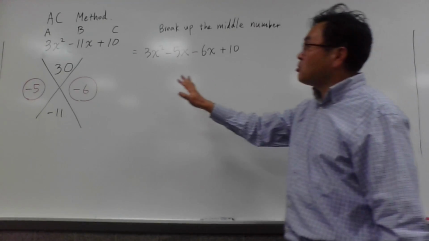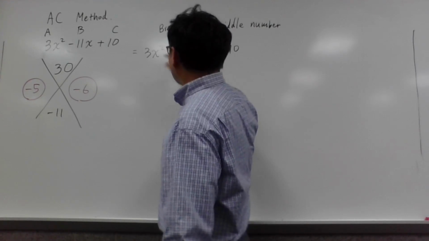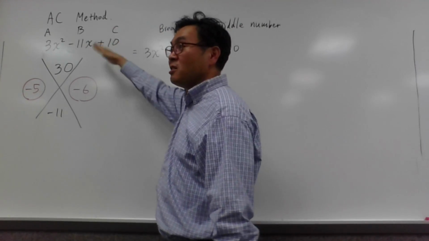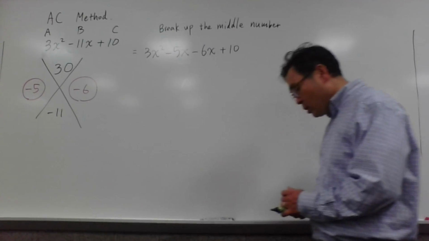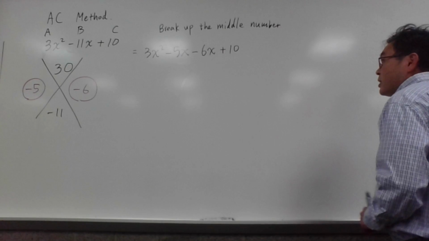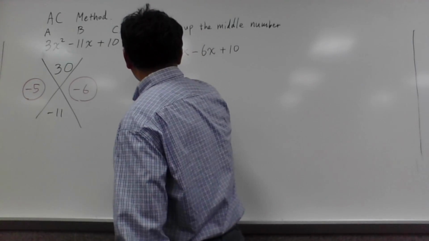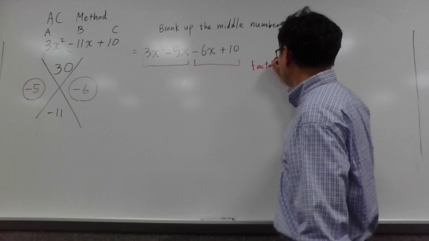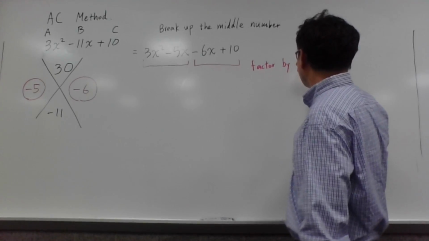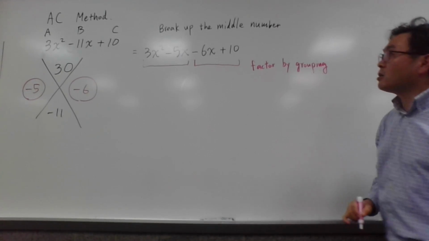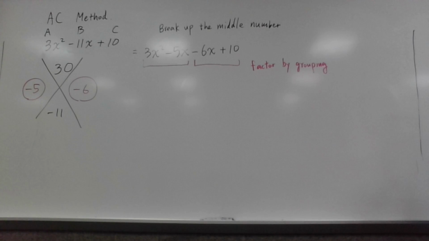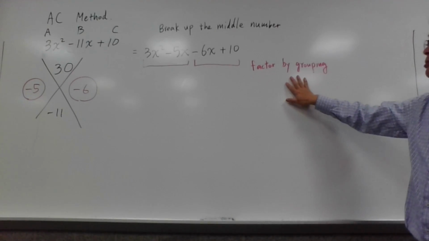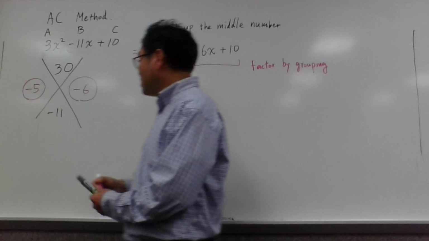Whenever you do this step, you should always check whether what you wrote down is equal to what you began, because sometimes you may make a mistake, and these two things might not match. Once you do that, step 3 would be factor by grouping. And because of that, this same method is called by many names. Some teachers call this the AC method. Some teachers call this factor by grouping. Some teachers call this the X chart.